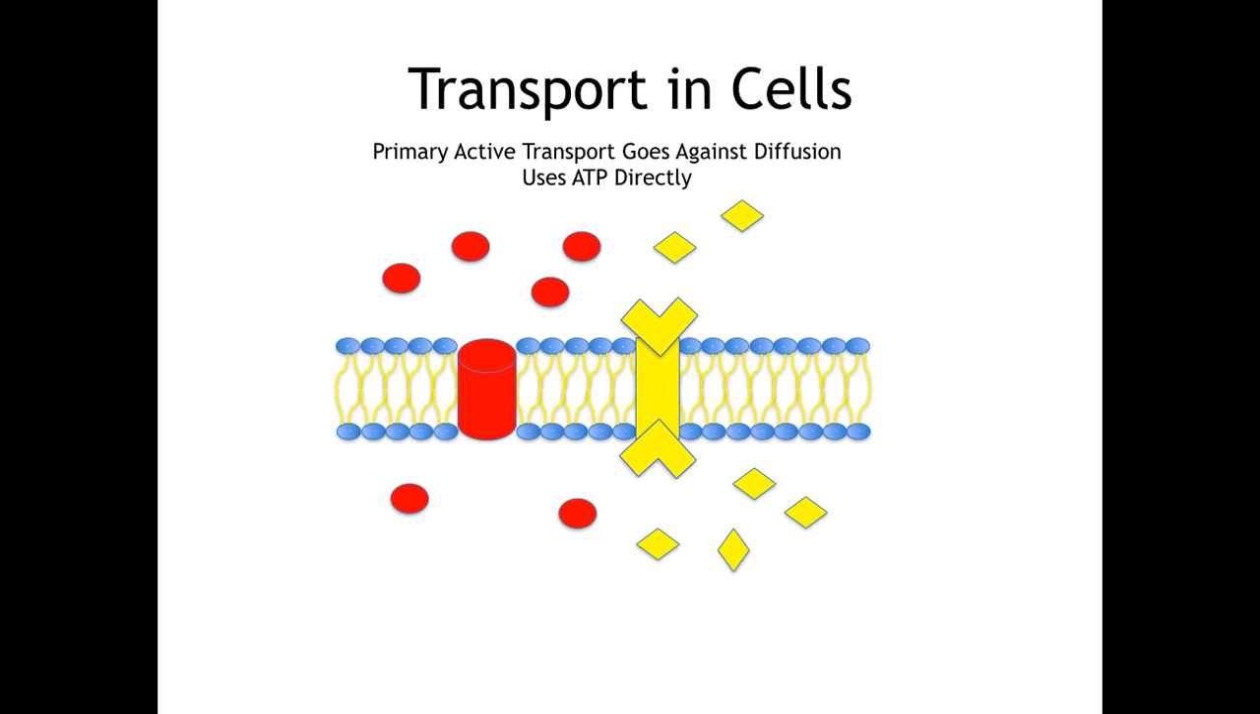It's like pushing a rock uphill. Pushing a rock downhill is easy. Rock takes care of most of the work. Gravity does the rest. When you're pushing a rock uphill, what do you need to put in? You need to put in energy. So here, we're going to need to use energy, and the energy form that is usually used is ATP. And ATP is going to be used directly by the protein.